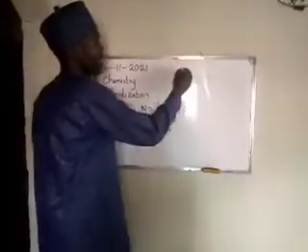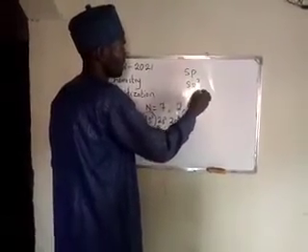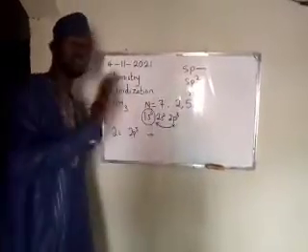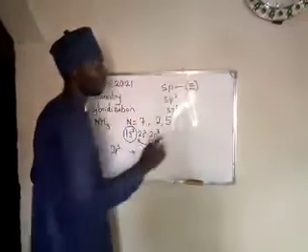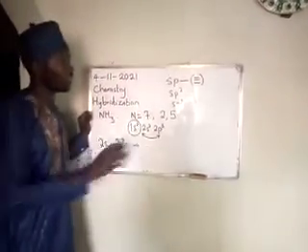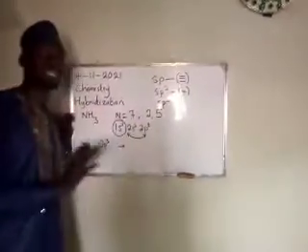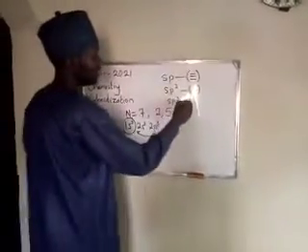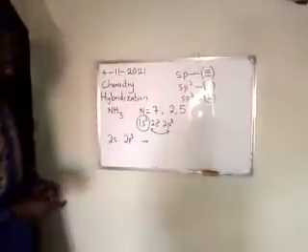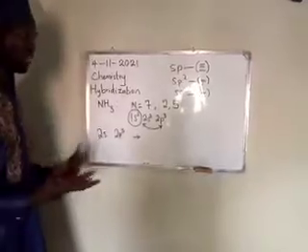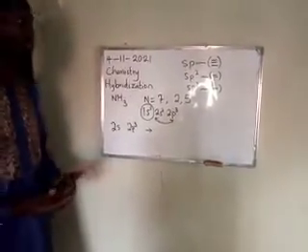Now, we have sp, we have sp2, we have sp3. You see, sp is mainly for alkyne, that is triple bond compounds. sp2 is mainly for double bond compounds, alkene. Then this sp3 is mainly for single bond compounds, that is alkane. You understand? Or compounds that have single bonds. You get it?